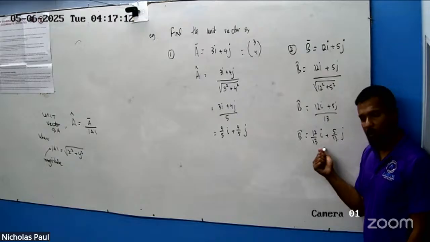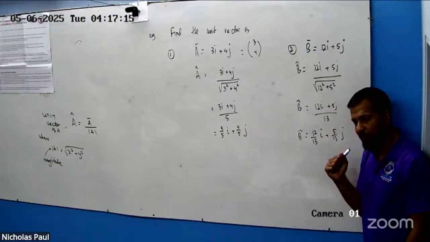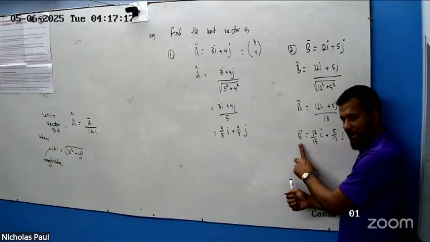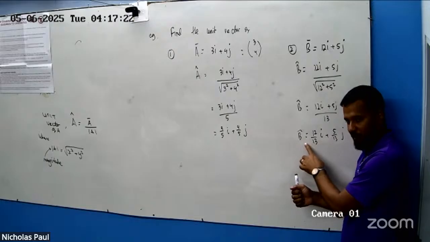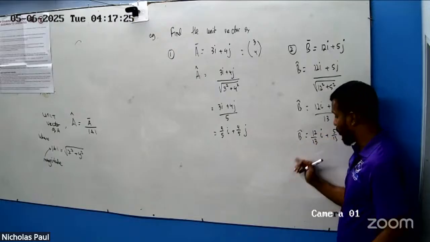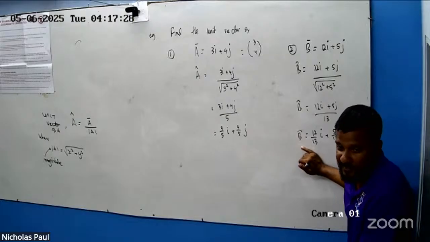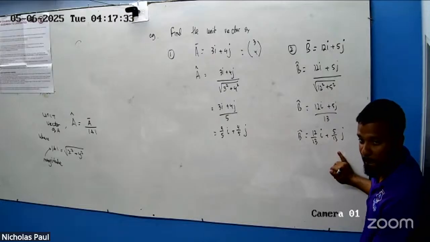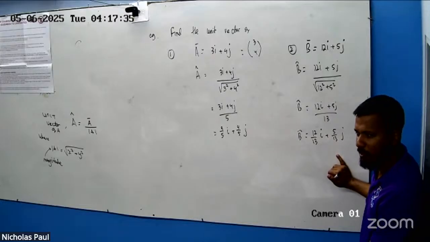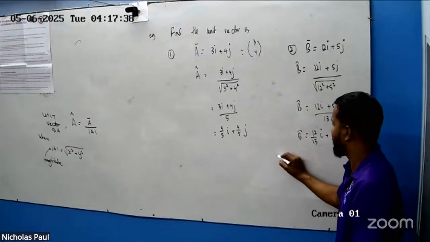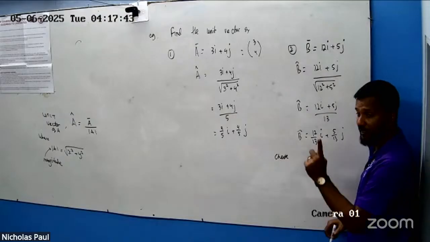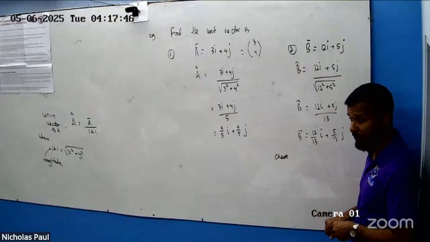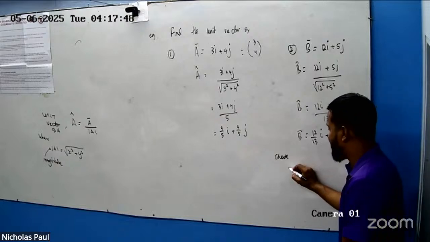Chris, what's the magnitude of this again? What's the name of this vector? What type of vector is this? A unit vector. So what's the magnitude of this? Read the note fast. 1. So the magnitude of this is 1. That's okay? So let's just check it and see.